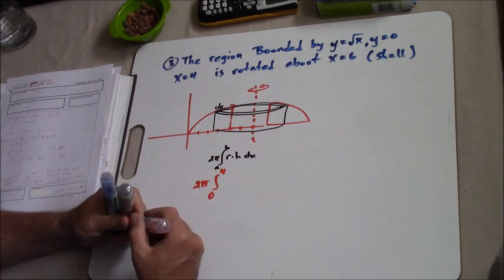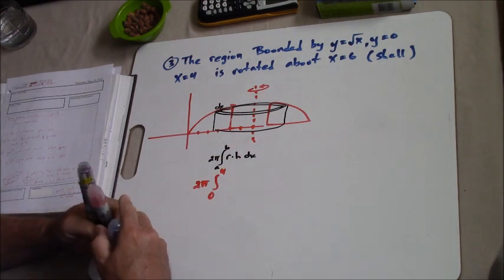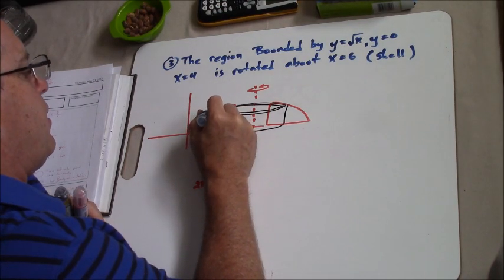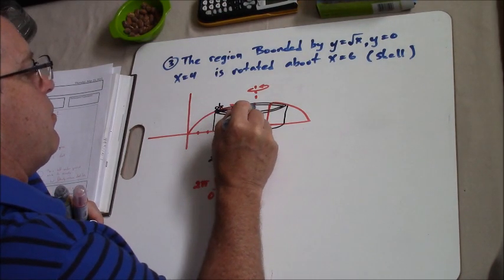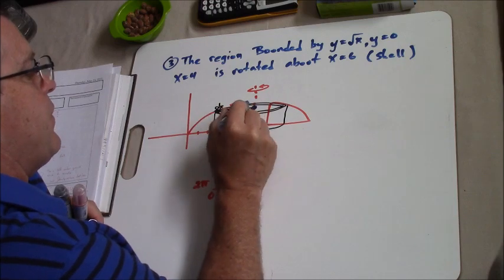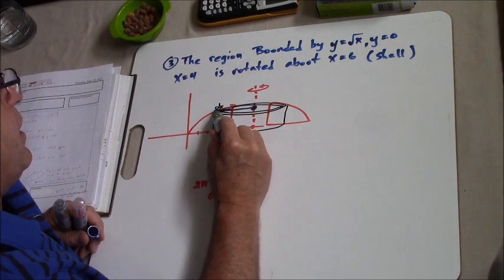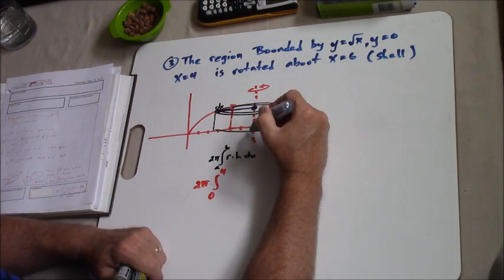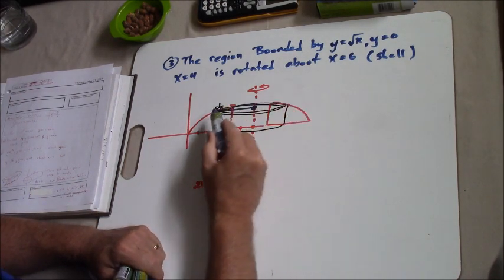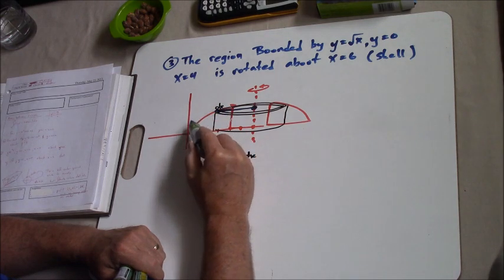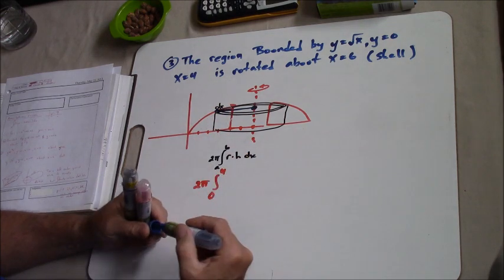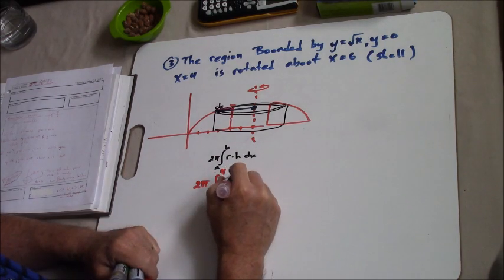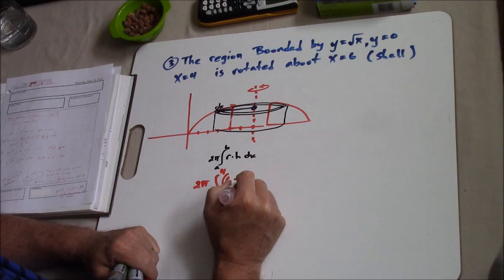I've got the radius. So let's see, my radius is going to be from this point right here to this point right here. And I always want to take larger value minus the smaller value. So this value is always going to be at x equals 6. This will just be at some x coordinate between 0 and 4. So what I want is 6 minus x. There's the large radius.